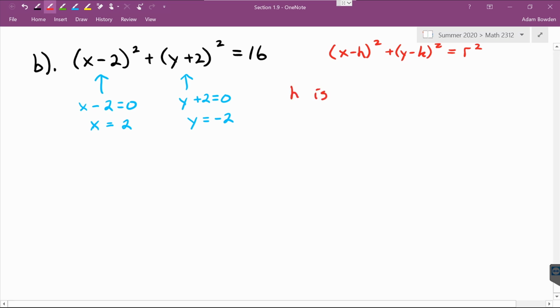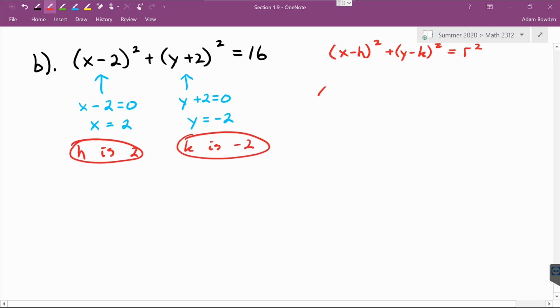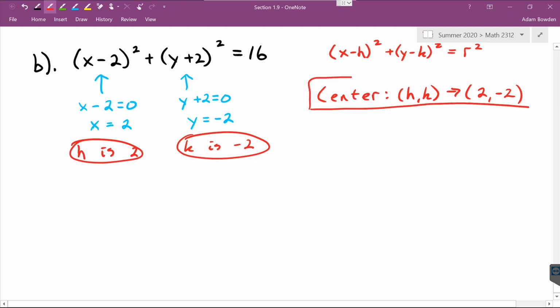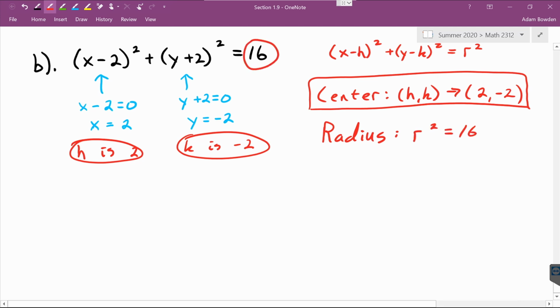So in this case, h is positive 2, and k is -2. So what we're going to be able to say here is that the center of our circle, h comma k, is going to be 2 comma -2 in this case. And then for the radius, we look at that number 16 over here. That's our r squared. R squared is 16, and so our radius would need to be 4 in this case.